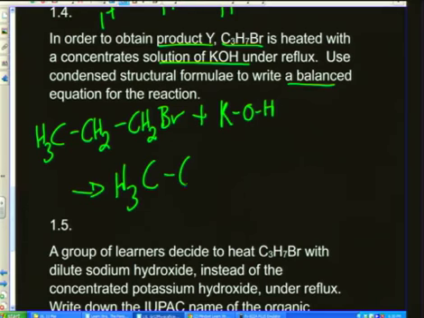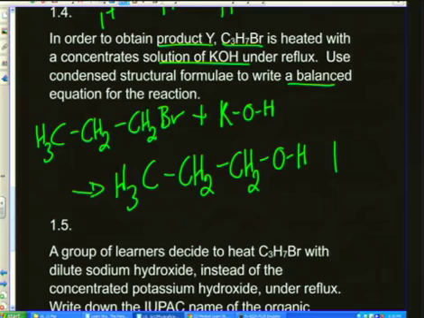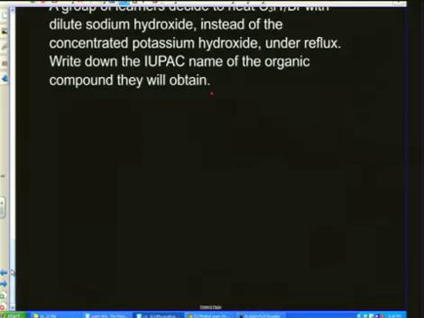We're simply saying that the hydroxyl group is going to take the place of the bromine, and we're going to get KBr as one of the products. Last one for this question.